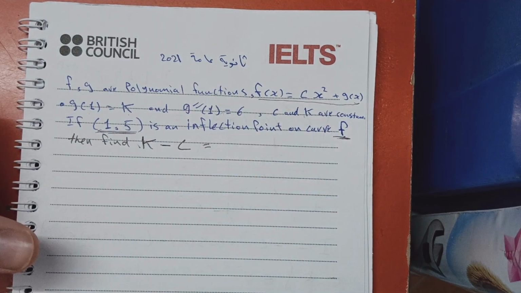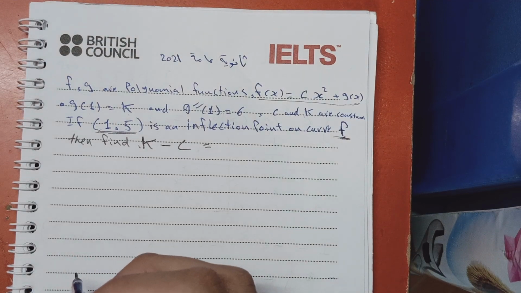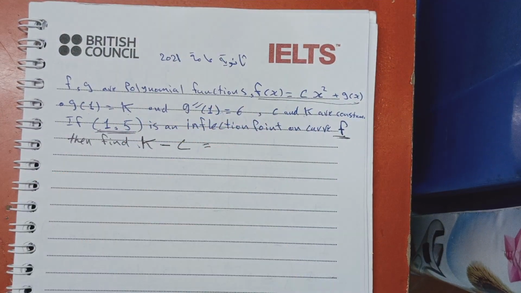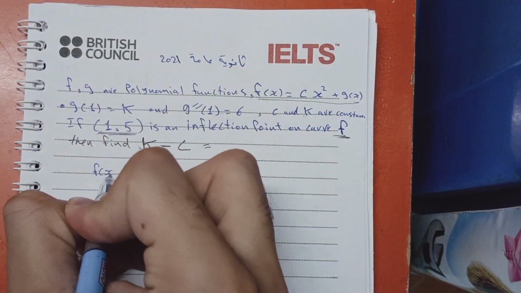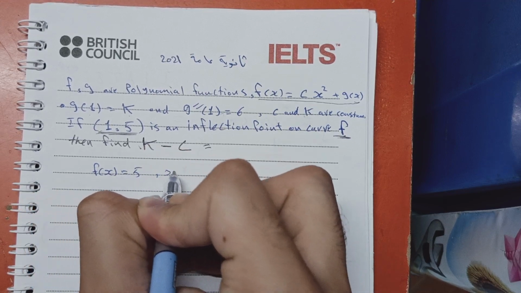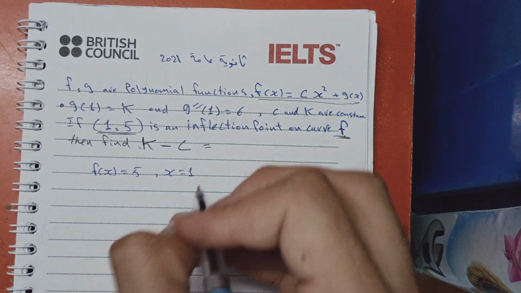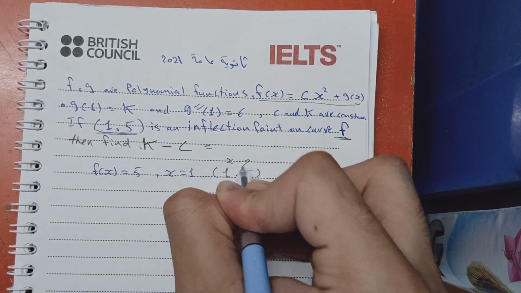Okay, we have here two unknowns, k and c, so we need two equations. Pretty simple. Then he says that we have an inflection point at (1, 5). This means that the curve f of x passes through y equal 5 and x equal 1. Okay, because it's 1 and 5, x and y.